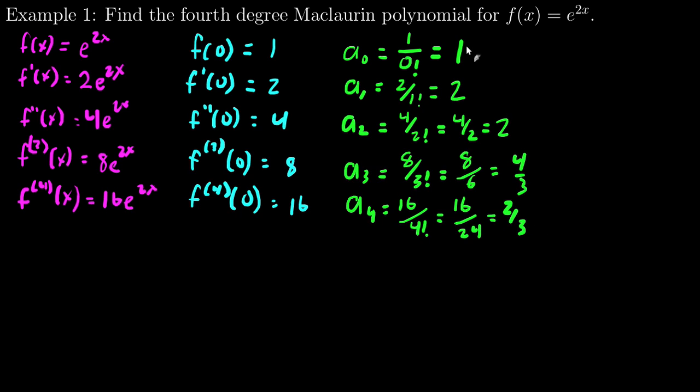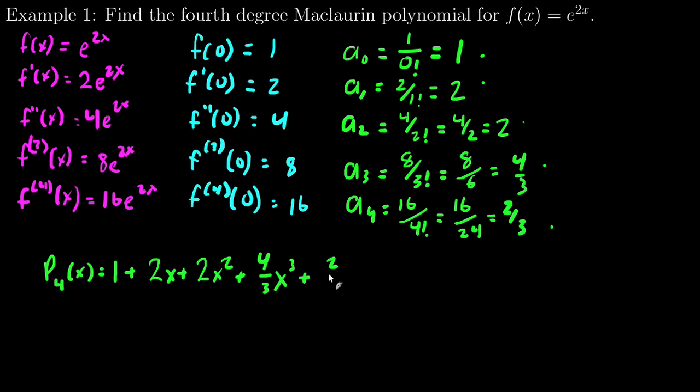Okay, and finally, these are my coefficients of x to the 0, x to the 1, x to the 2, x to the 3, x to the 4. So my polynomial, p sub 4 of x, will equal 1 plus 2x plus 2x squared plus 4/3 x cubed plus 2/3 x to the 4th.